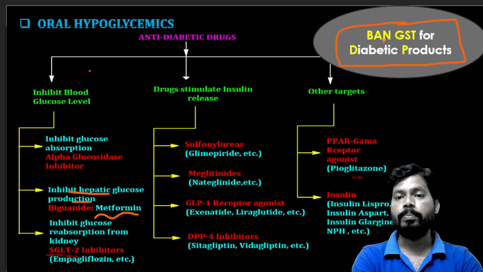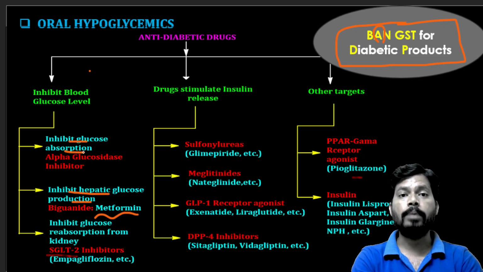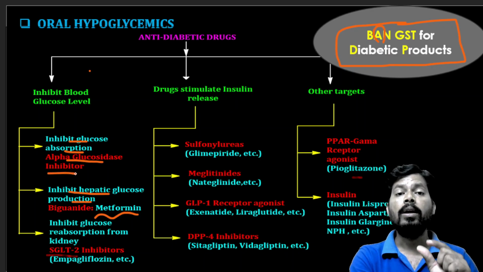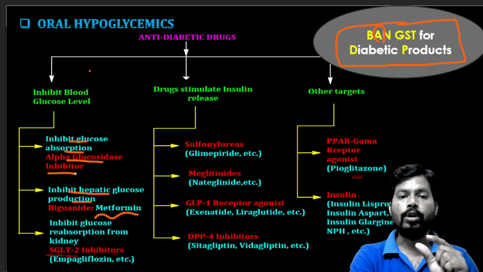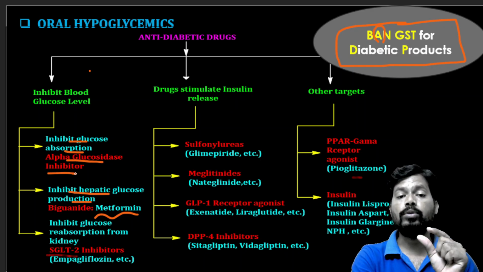Next, A. What is the meaning of A? A means absorption of glucose inhibitor, that is alpha glucosidase inhibitor. Drugs like acarbose inhibit the alpha glucosidase enzyme and inhibit glucose absorption in the intestine.